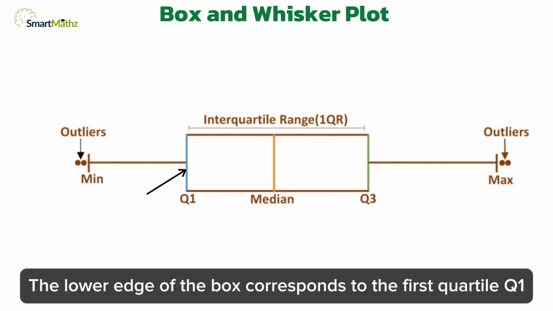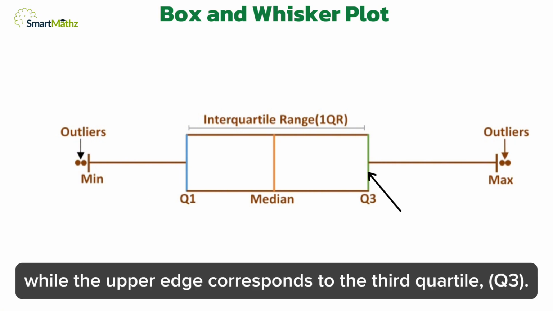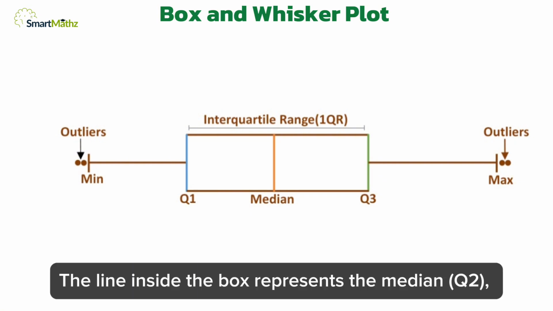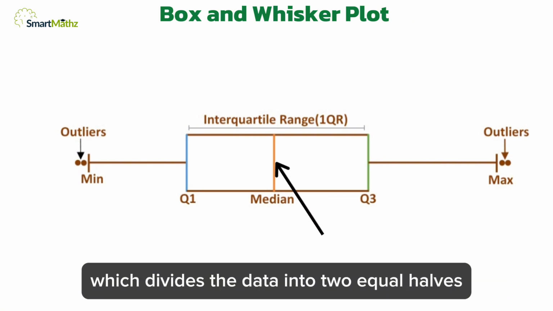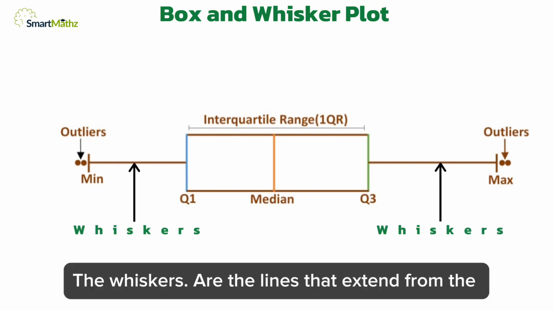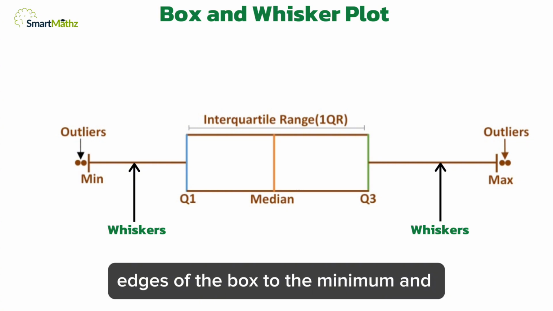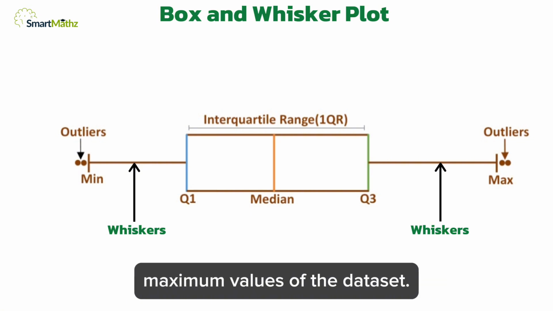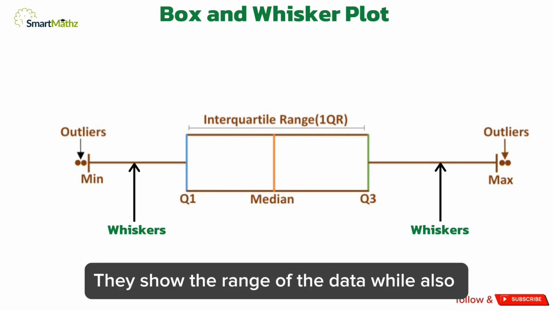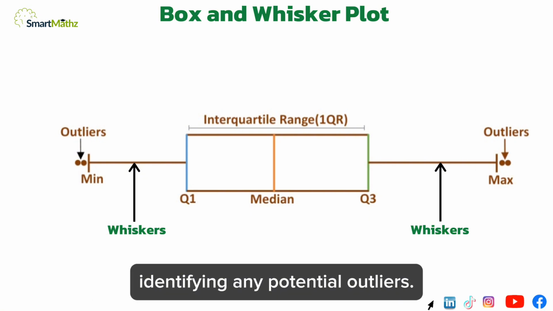The lower edge of the box corresponds to the first quartile, Q1, while the upper edge corresponds to the third quartile, Q3. The line inside the box represents the median, Q2, which divides the data into two equal halves. The whiskers are the lines that extend from the edges of the box to the minimum and maximum values of the dataset. They show the range of the data while also identifying any potential outliers.